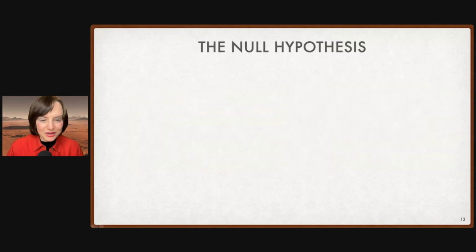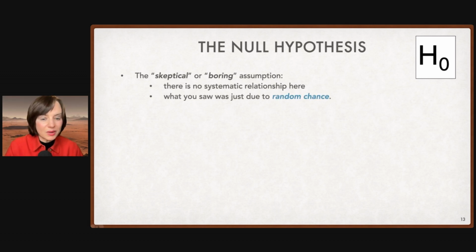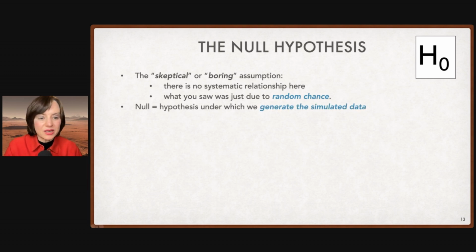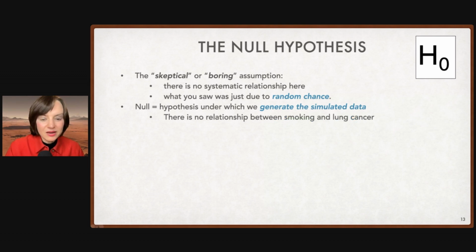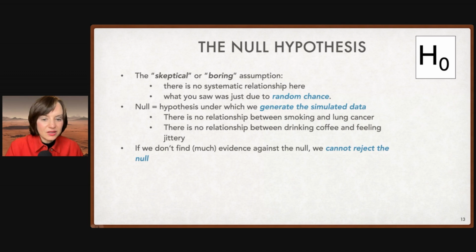A little more vocabulary. The null hypothesis. When we test our hypotheses, we need one hypothesis and a null hypothesis. The null hypothesis is the skeptical or boring assumption. There's no relationship between the things I care about. What I saw was random chance. It's the hypothesis under which we would generate simulated data. For example, we might say something like there's no relationship between smoking and lung cancer. There's no relationship between drinking coffee and feeling jittery.